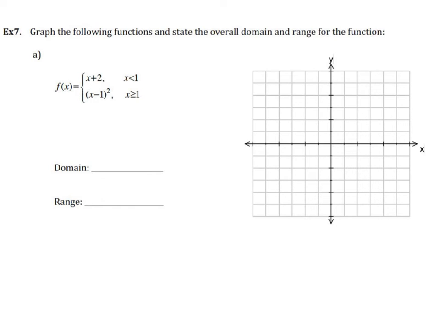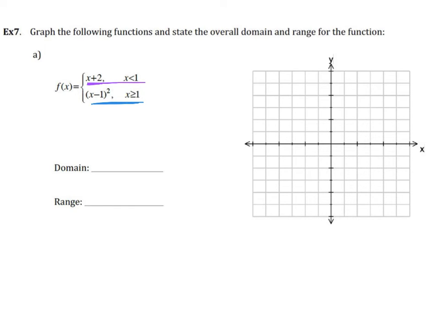Okay, moving on to example 7. It says graph the following functions and state the overall domain and range for the function. So this time we're giving you the equation and you have to take those equations and graph them on this graph over here. So I'm going to color coordinate.